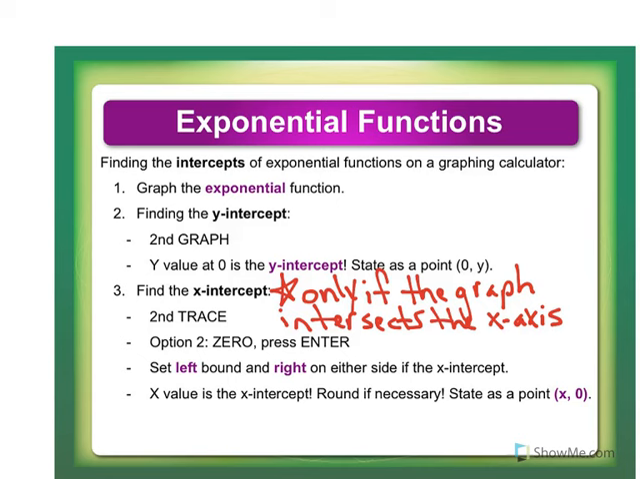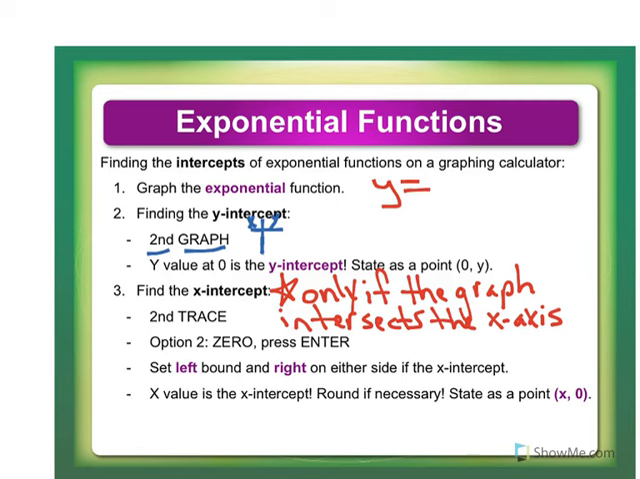Now here's some basic directions on using your graphing calculator. To find the intercepts of the exponential function, first you need to graph the exponential function, and I will show you how to go to y equals on your calculator, and we're going to type in the equations, but we've got to learn how to type in an exponent. Once you have it in and you hit graph, then you find the y-intercept. You can do that by hitting second and then graph, and that takes you to that magic table where all the x and y values are filled out for you.